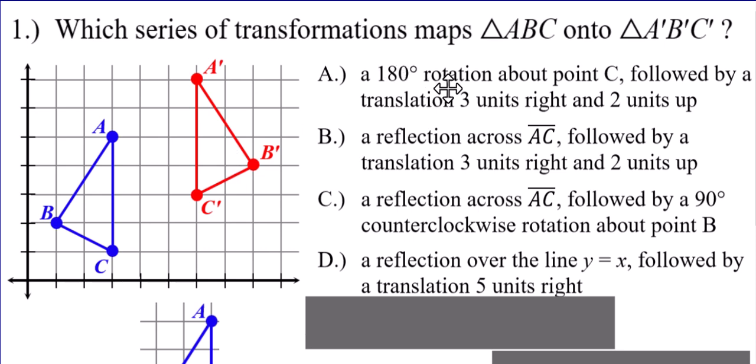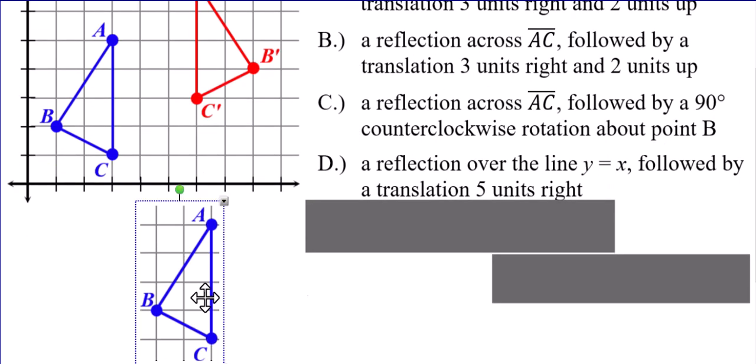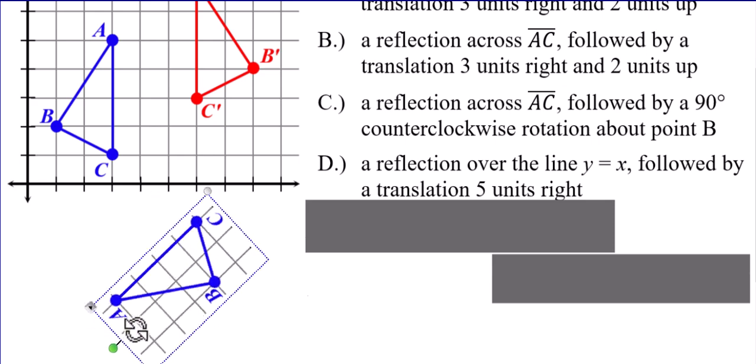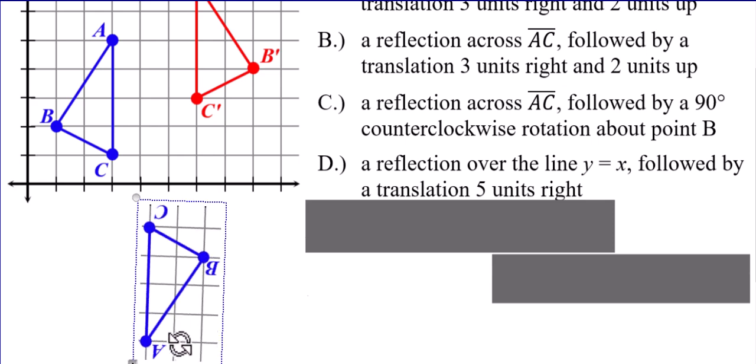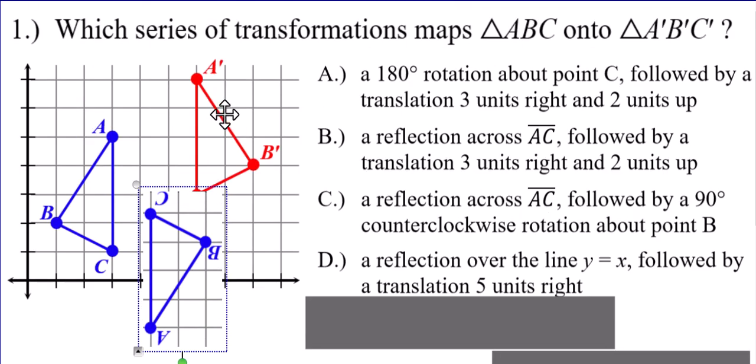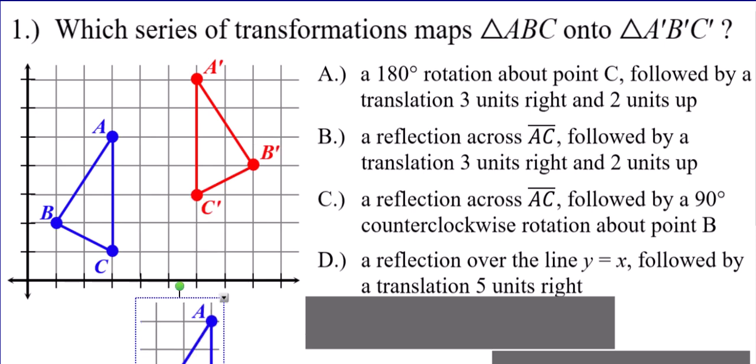Choice A says a 180-degree rotation about point C, followed by a translation. Right away I should think to myself, if I rotate this 180 degrees, this is what the orientation is going to look like. Clearly, that is not what triangle A prime, B prime, C prime looks like. So right away, I should be able to eliminate choice A from being a possible contender for the right answer. Gone.